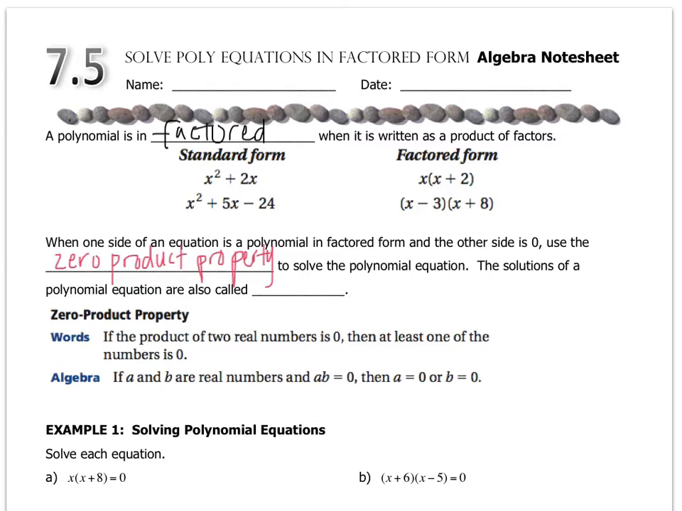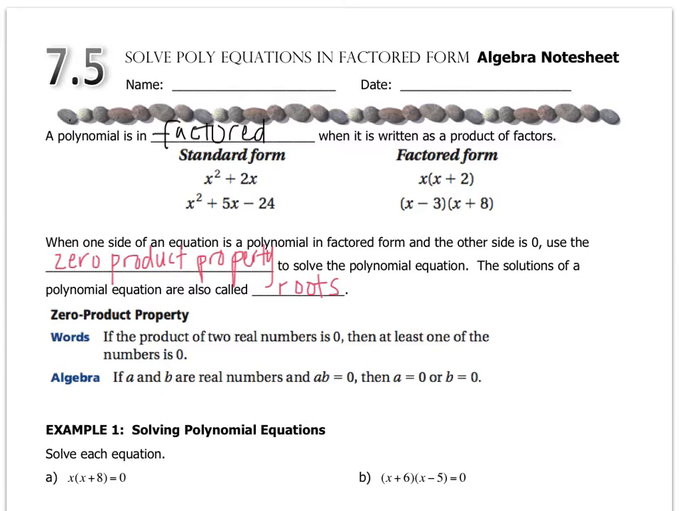And the solutions of a polynomial equation are also called roots. So sometimes the question might say find the roots of an equation, and that's looking for the values of x as well, the solution. So here's what the zero product property is all about. And like I said, it's something that you've actually experienced already.